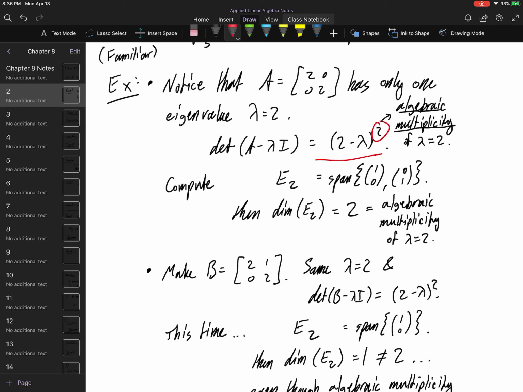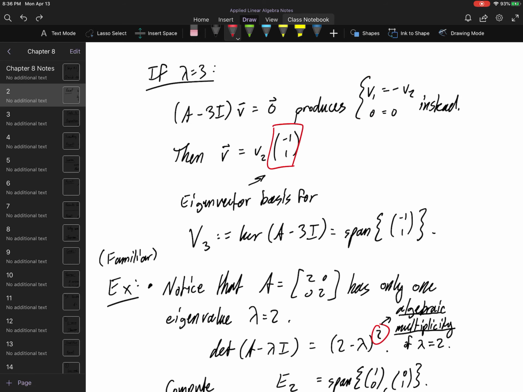Now, for the linear factor 2 minus lambda, there is a power associated with it. And that power is what we're going to go ahead and call the algebraic multiplicity of the eigenvalue.